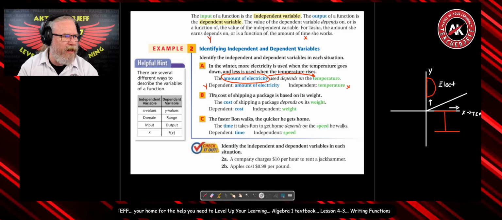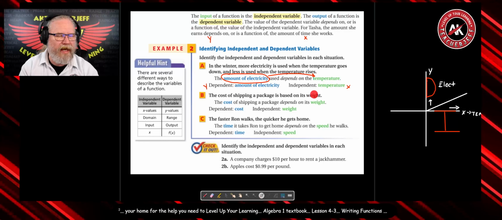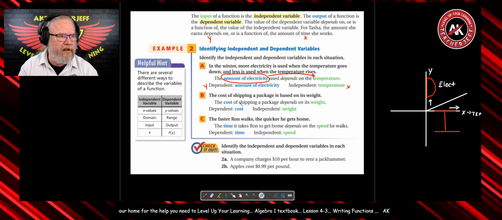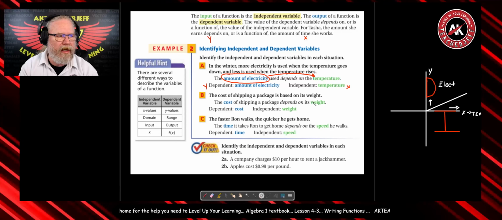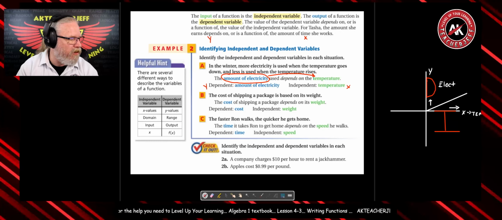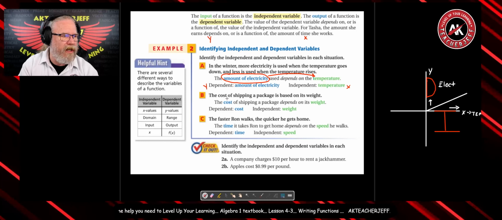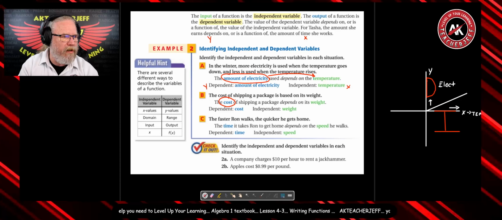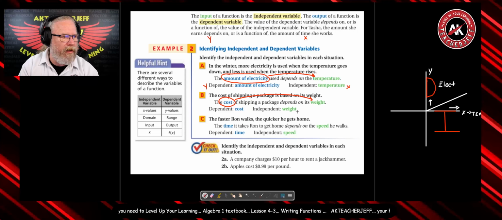In item B, the cost of shipping a package is based on its weight. So the cost of shipping a package depends on its weight. It says based on, we could reword that as depends. So let's go ahead and do some circling there. One causes the other. The cost of the shipping depends on the weight.